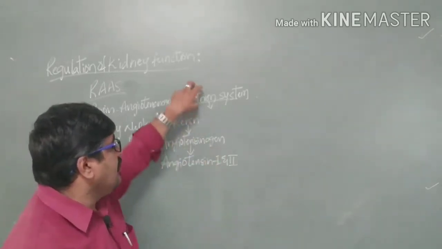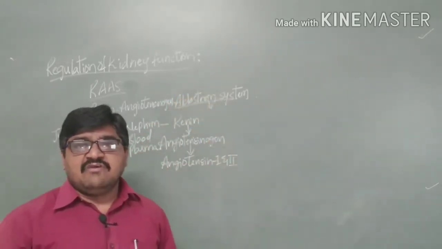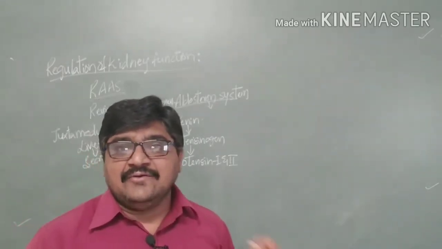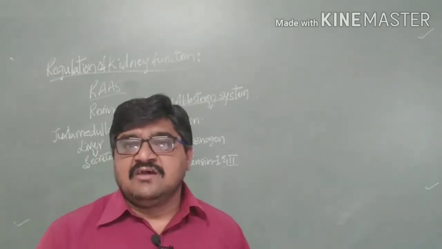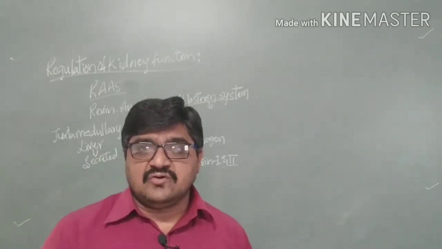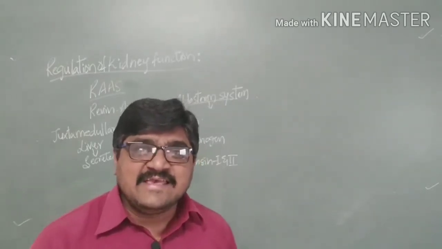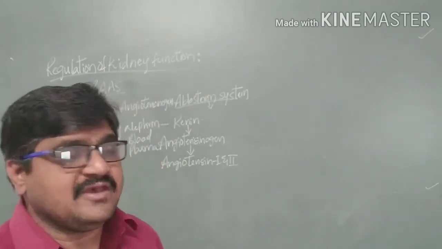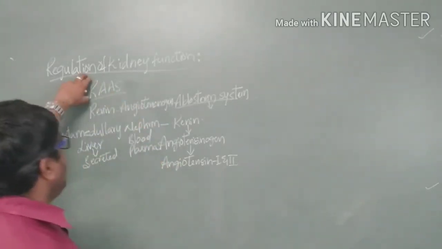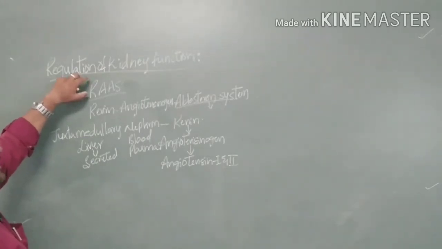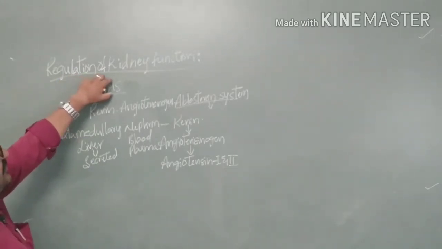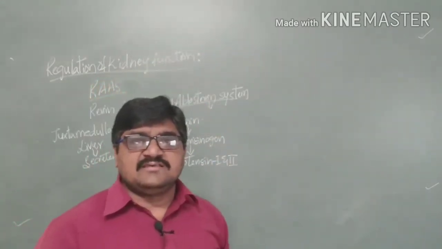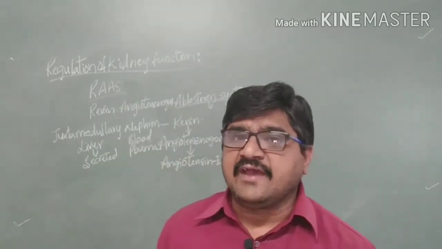Along with this, the aldosterone hormone is also secreted, mainly by the adrenal gland, which is present above the kidneys. These are helpful for reabsorption of sodium and potassium ions, which increases the blood volume and blood pressure. That mainly takes place with the help of the RAAS system, that is the renin angiotensinogen aldosterone system. And the next one is the atrial natriuretic factor.